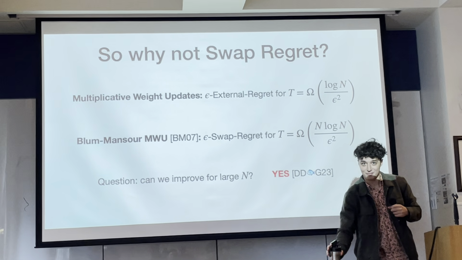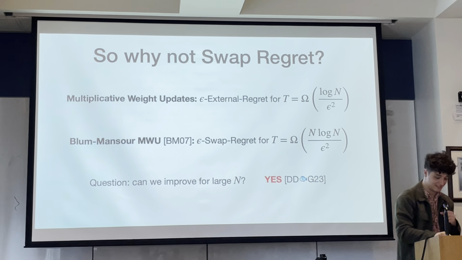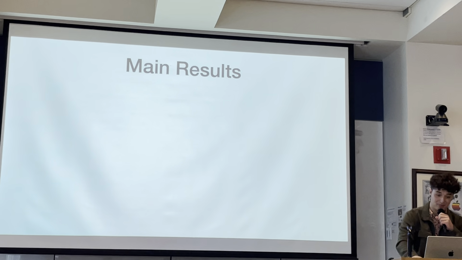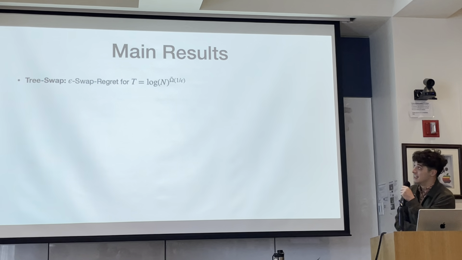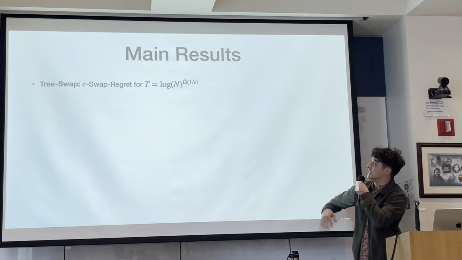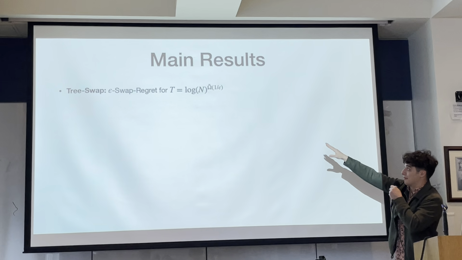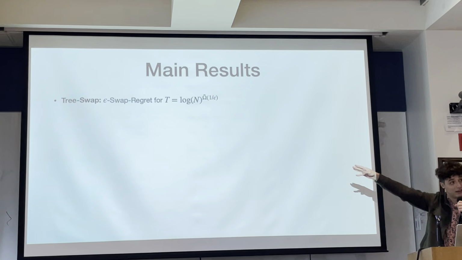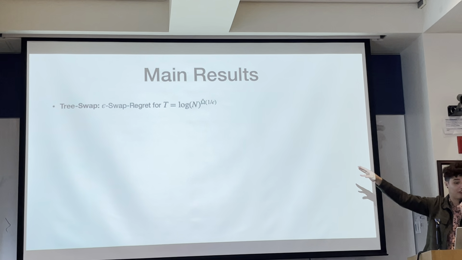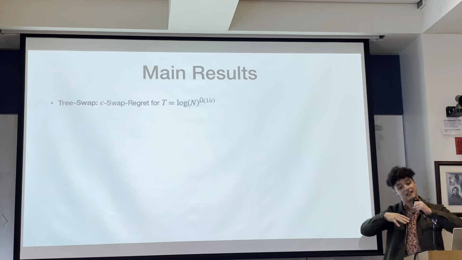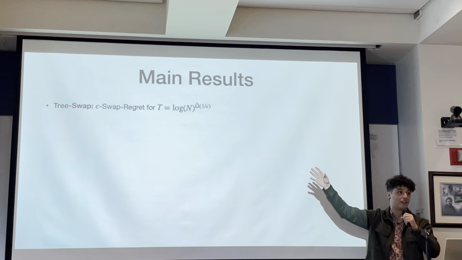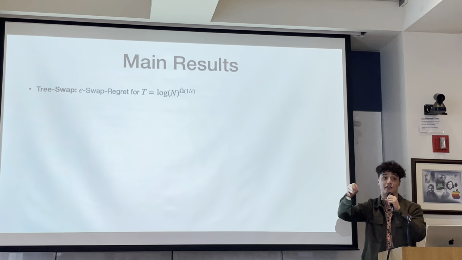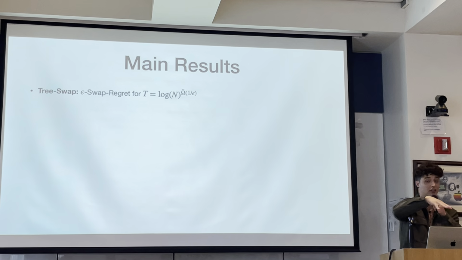Here are our main results. We establish an algorithm, TreeSwap, which is going to attain a swap regret of at most epsilon given a number of rounds that is this. Now notice, this has a logarithmic dependence on the number of actions, but there's a trade-off. In having a logarithmic dependence on the number of actions, we now have an exponential dependence on epsilon. And this is a fundamental trade-off that we show with a matching lower bound.